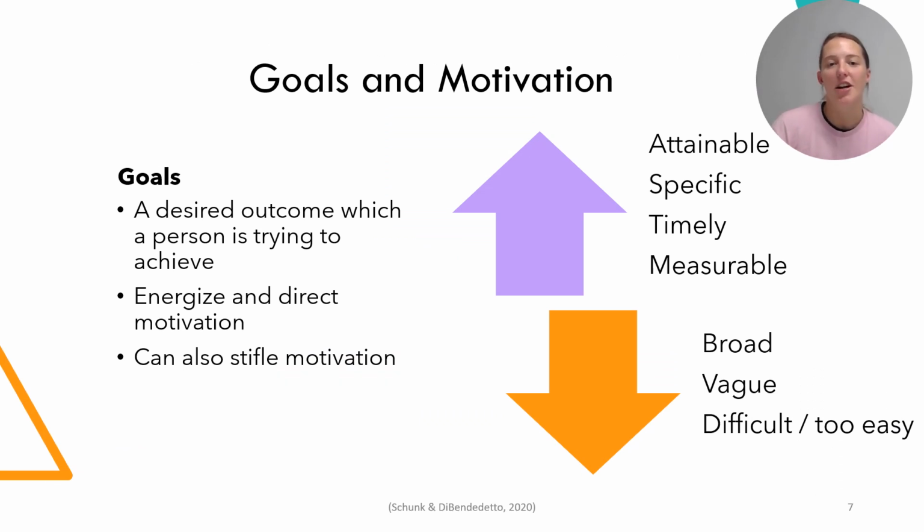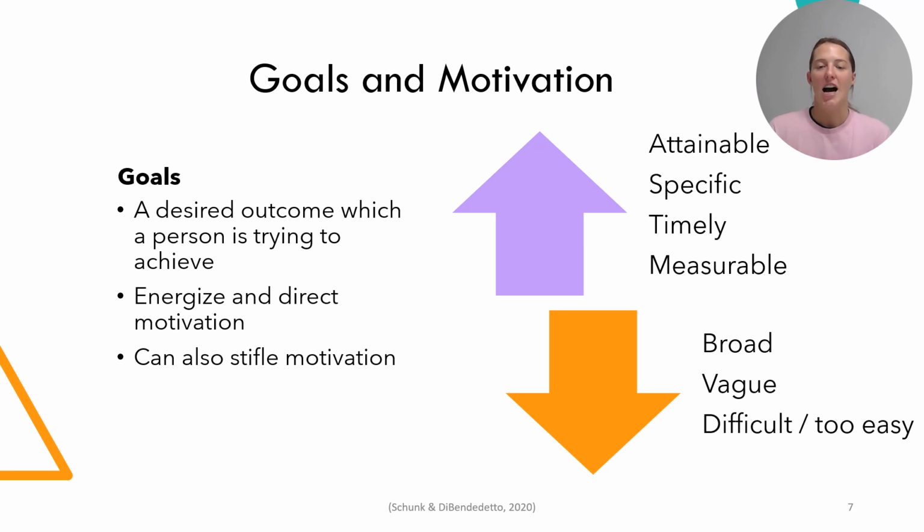So firstly, we're going to look at goals and motivation, and this was specifically highlighted in Schunk and Dan Detto, which I'm butchering their article. They highlighted the importance of this. Now, a goal is a desired outcome which a person is trying to achieve, and it can initiate and direct motivation outcomes. However, the article did highlight that it may not result in action, which then impacts motivational outcomes.